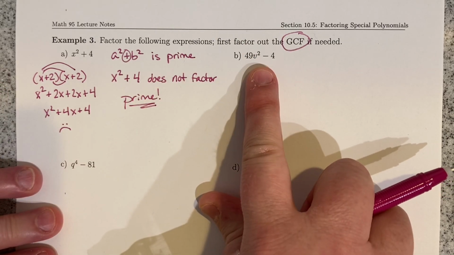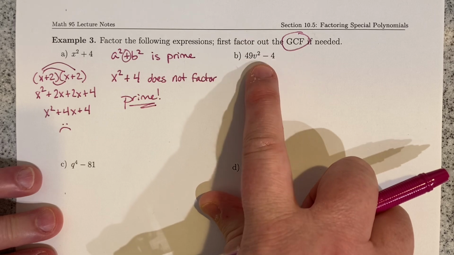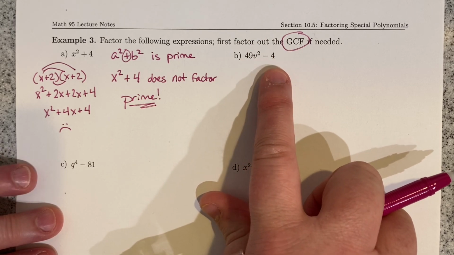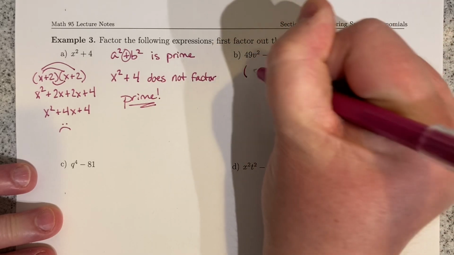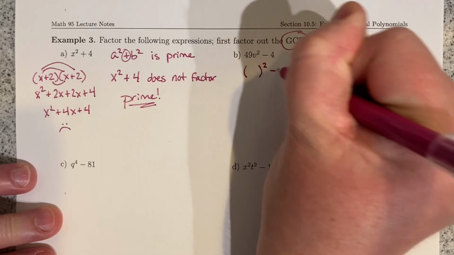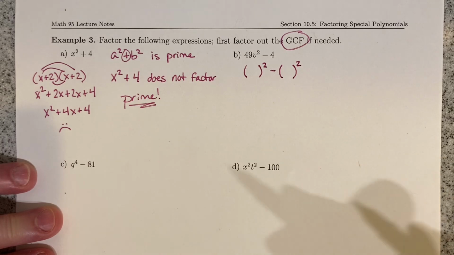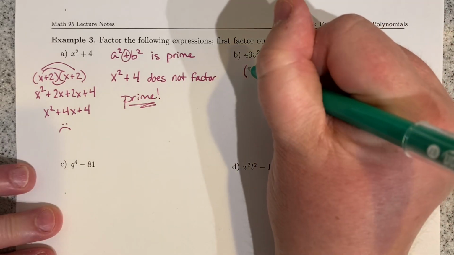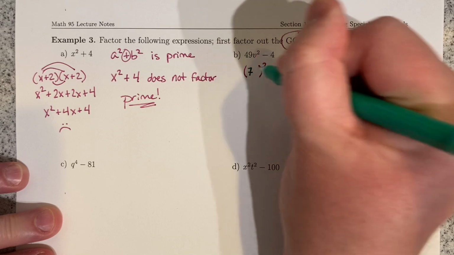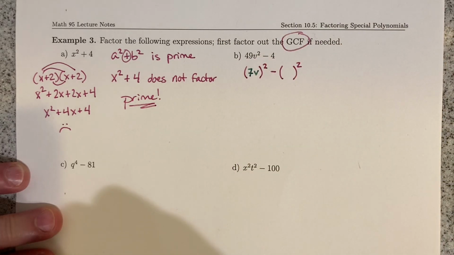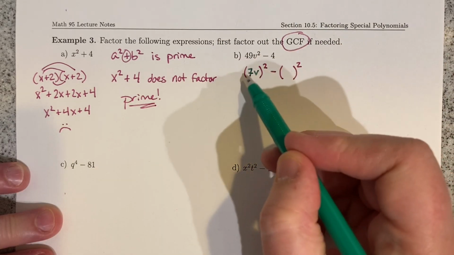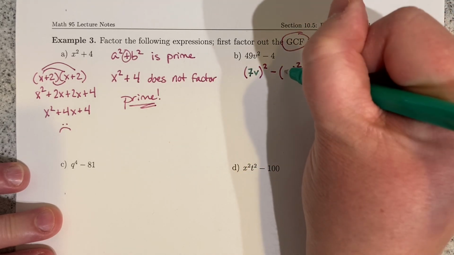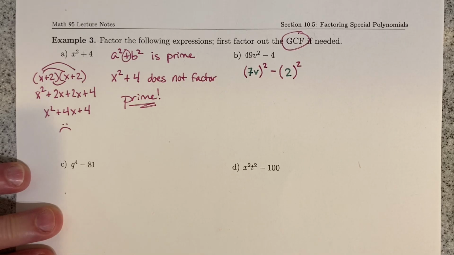All right, well, part B is a subtraction. So we should be able to factor it. First, check for a GCF. 49 and 4 have nothing in common. So let's try to write it as something squared minus something else squared. Well, 49 is 7 squared. And then v squared is v being squared. So 7v quantity squared makes 49v squared. And then 2 squared makes 4.